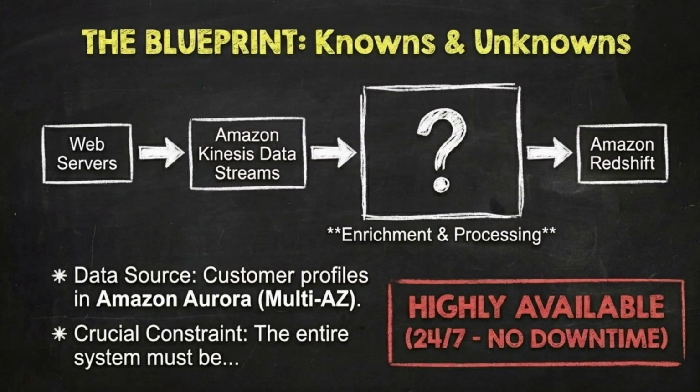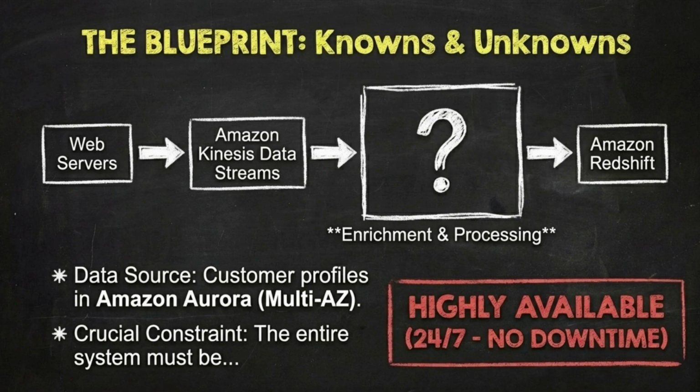it contains profiles, names, purchase history, customer segments. Plus, the database is configured in multi-AZ mode, meaning it's replicated across multiple availability zones. Reliable. Third, the company wants to analyze the enriched data in Amazon Redshift, a powerful analytical data warehouse for big data. And fourth, the most important part, the solution must be highly available. This means no crashes, no downtime. The system must work 24/7.